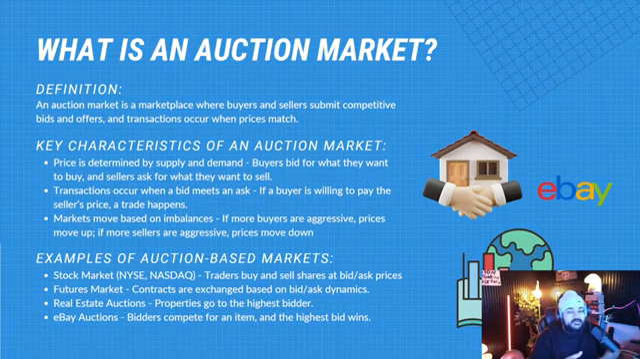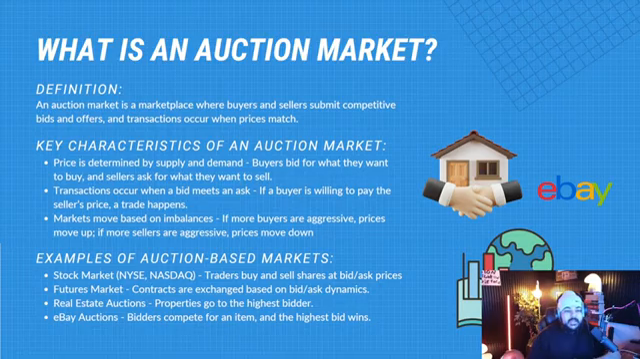And the market moves based on imbalances, meaning there are buyers who are more aggressive, meeting people at the ask, or sellers who are more aggressive, which moves the price down. The different types of markets are the stock market, the futures market, real estate auctions, and eBay auctions, where bidders compete for an item and the highest bid wins. And that's how the market is.